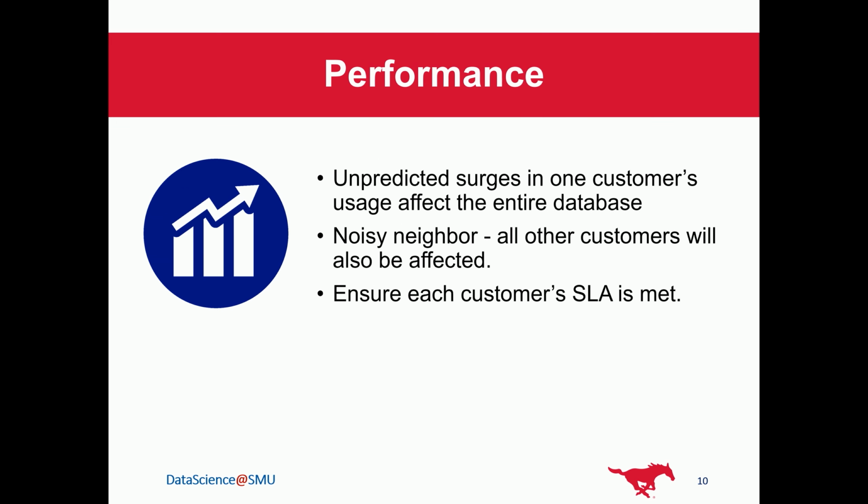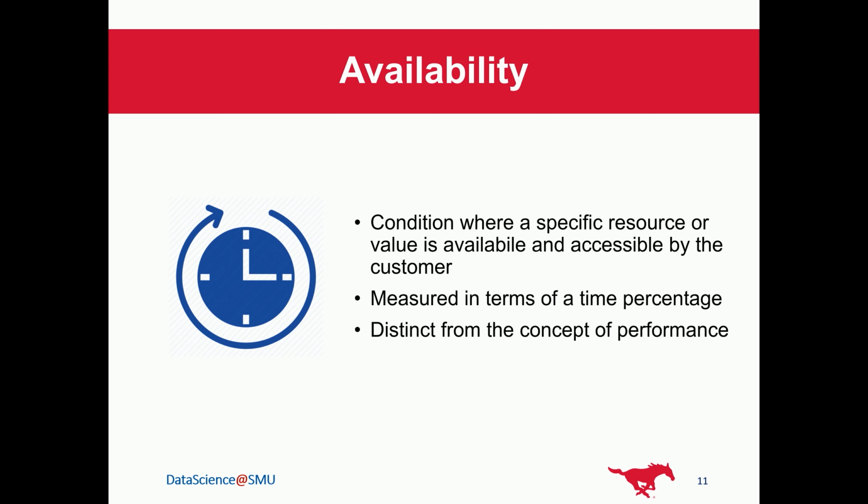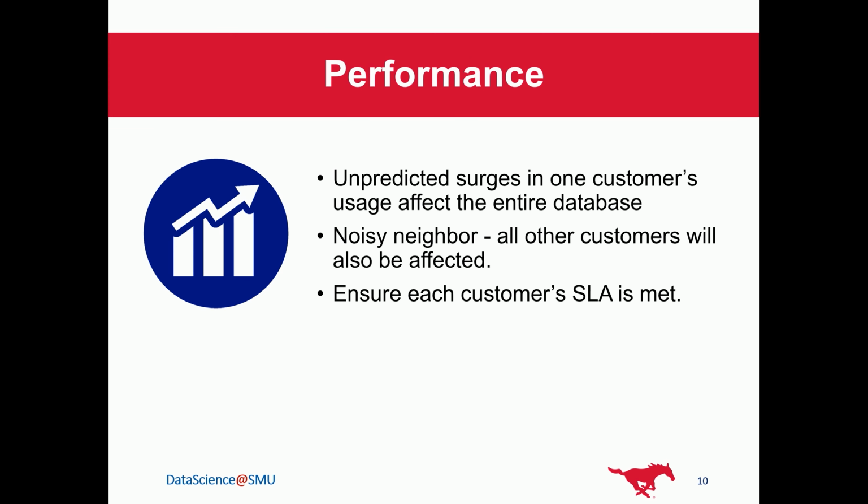Then we're going to go on to performance. Unpredicted surges in one customer's usage can affect the entire database. Let's take into consideration here the noisy neighbor. All other customers will also be affected. We want to ensure that each customer's service level agreement is always met. Another example here: Jennifer Aniston and Instagram. Instagram did not know that she was going to post her photo with all of her castmates on Friends. All of a sudden, millions of people came out to check it out, and Instagram servers crashed. We don't want that to happen. And finally, availability.